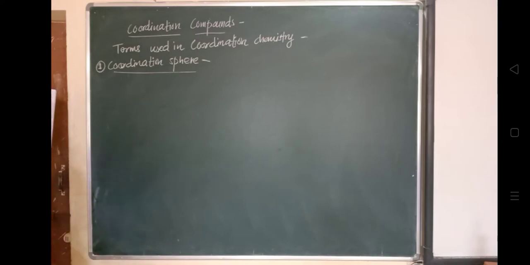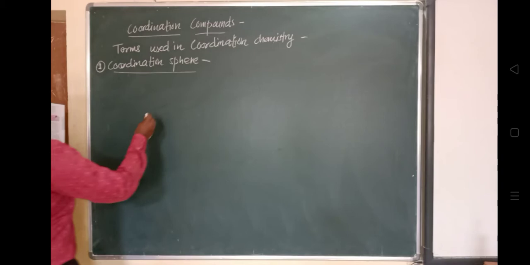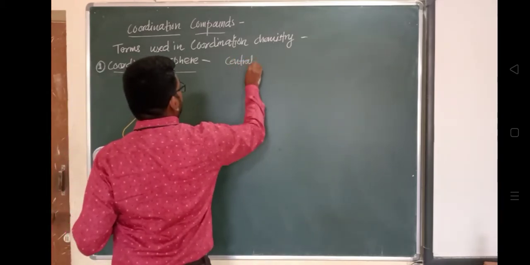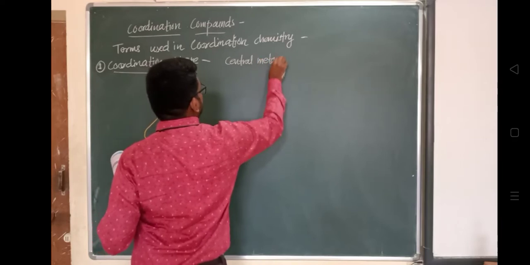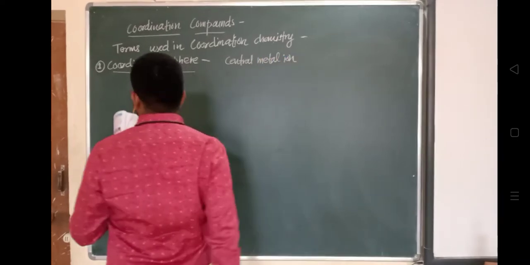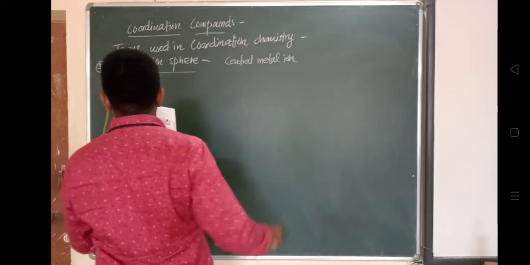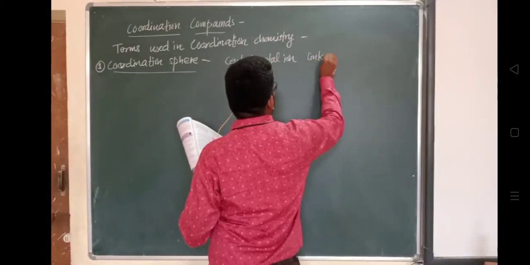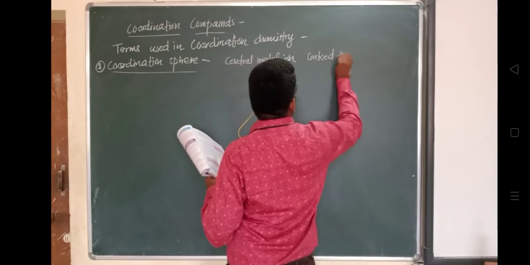So what is the coordination sphere? The central metal ion, along with the ligands linked to it, is known as the coordination sphere.